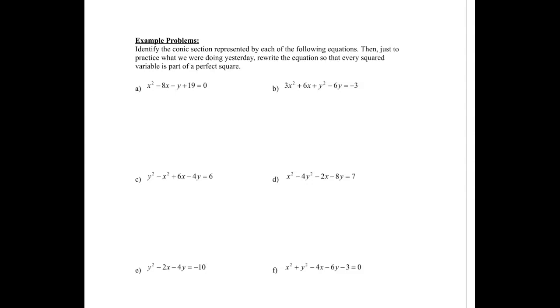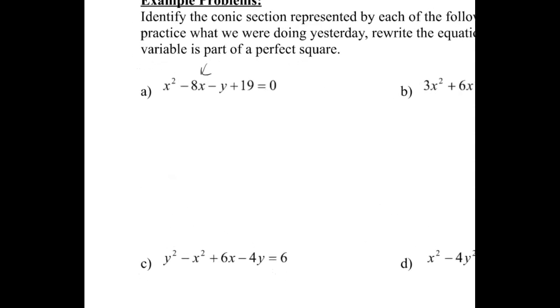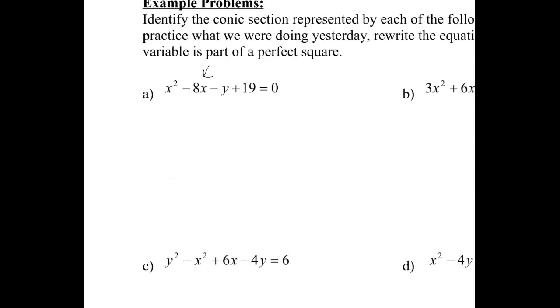So I see on A that I've got an x squared, and that's the only variable that I have squared, so that part needs to be a part of a perfect square. Unfortunately, I do see that 8x as well, which means that I'm probably going to have to complete the square. So I am going to push everything with an x to one side and everything that does not have an x to the other. I don't care about the rest of it right now, so get it out of the way. So I'm going to have x squared minus 8x is equal to y minus 19.